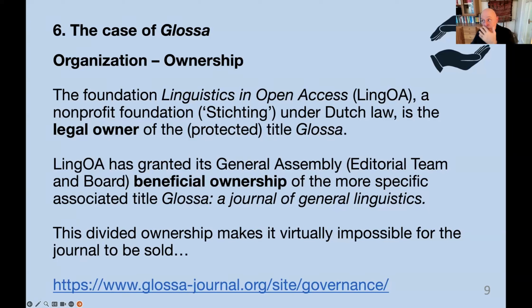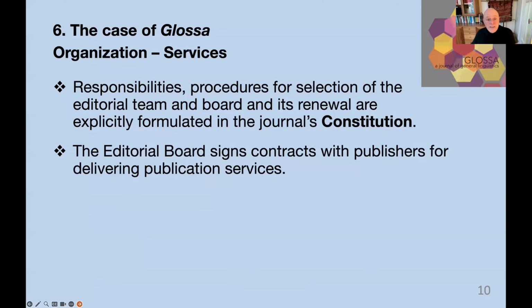And this has recently happened. There was recently a case of somebody who had sold a journal without even talking to their board or team. I don't remember the exact title of the journal, but this created a big row, and of course, rightly so. So this is why the statutes need to state very, very clearly that the journal cannot be sold. Organization and services. So we have written this constitution.